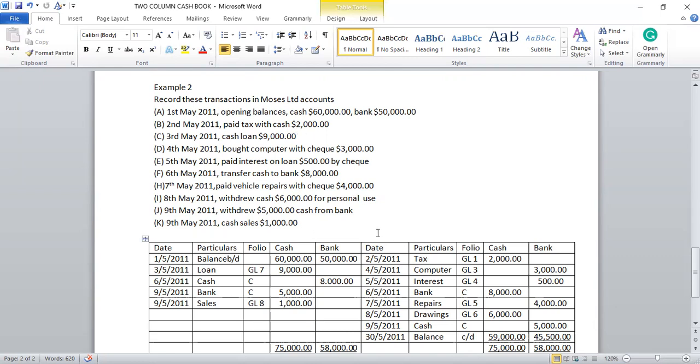So when we come here, date, 2nd May 2011, particulars is tax. That's where the corresponding entry can be found. Then the folio, assume that can be found in general ledger page 1. That's where the tax account can be found. And the cash is $2,000 credited.